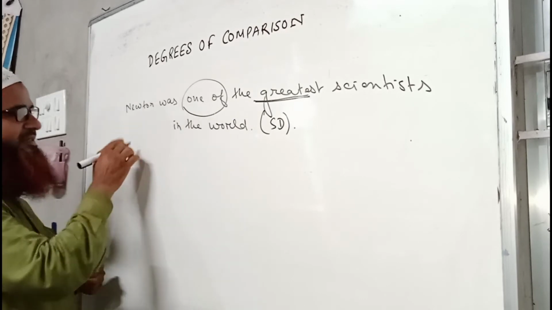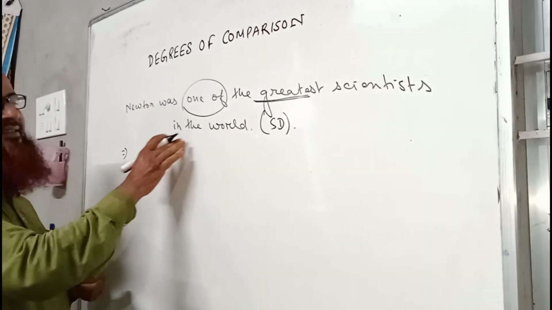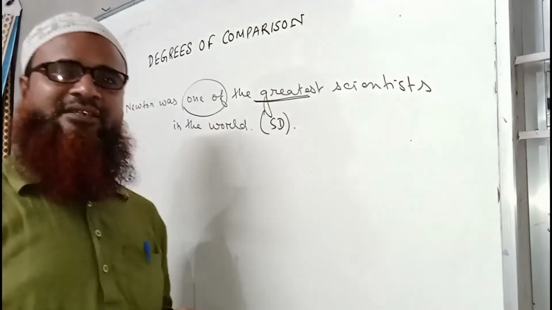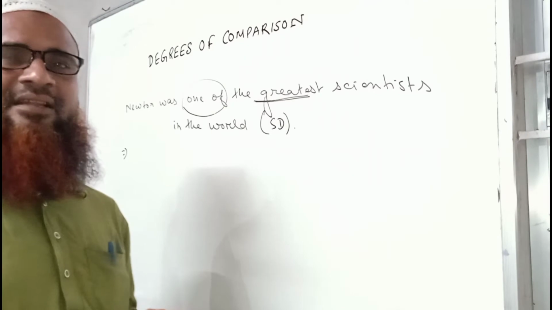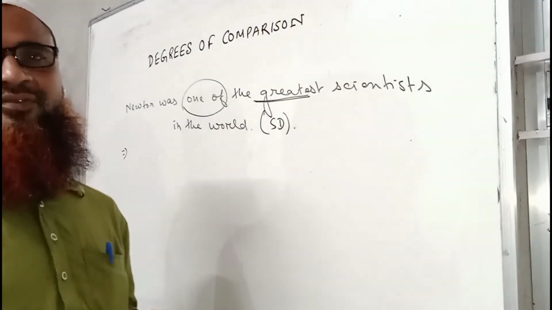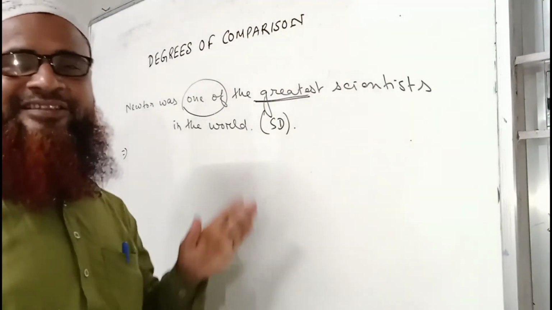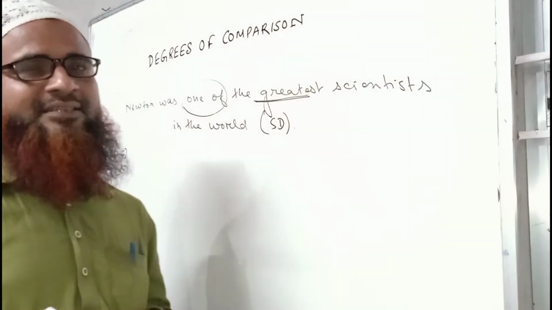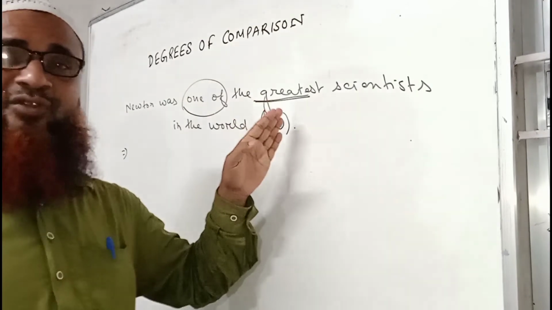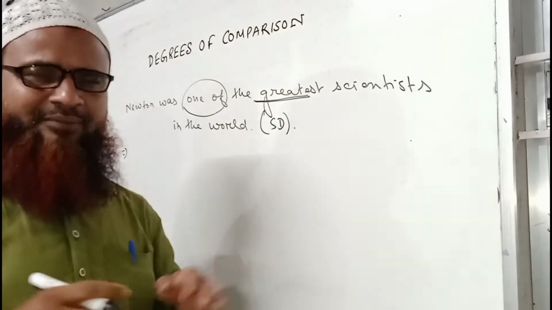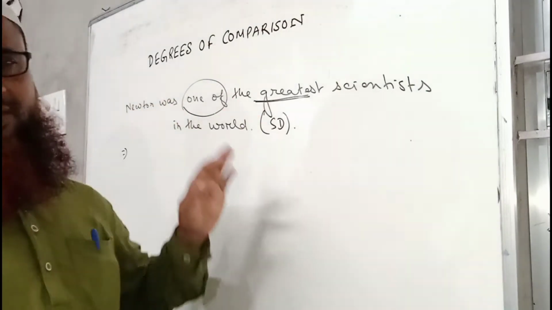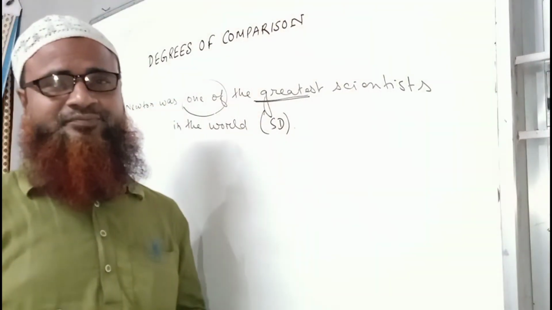As Newton was one of the greatest scientists in the world, in comparative degree it will be that Newton was greater than any other. In previous sentences we wrote any other scientist, but here we must not write any other scientist because he is one of the greatest, not the greatest. That is why we have to write Newton was greater than most of the scientists in the world.